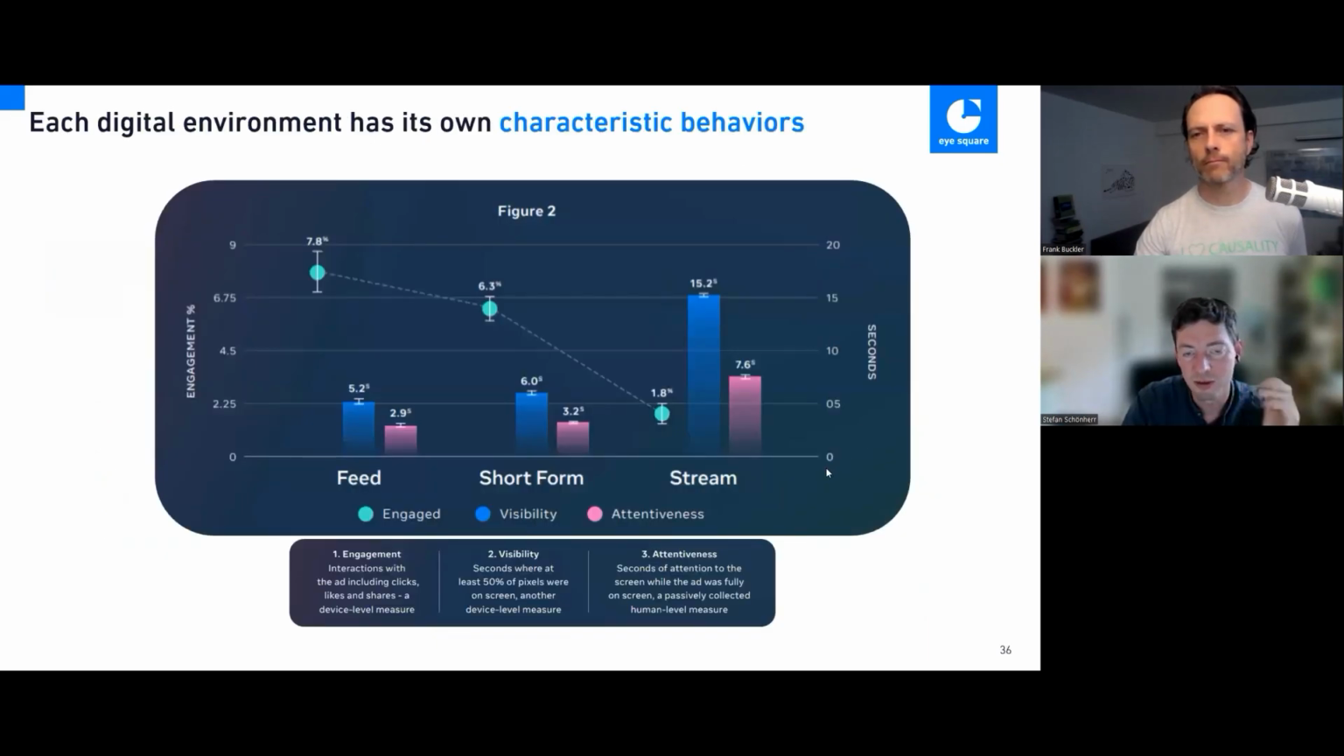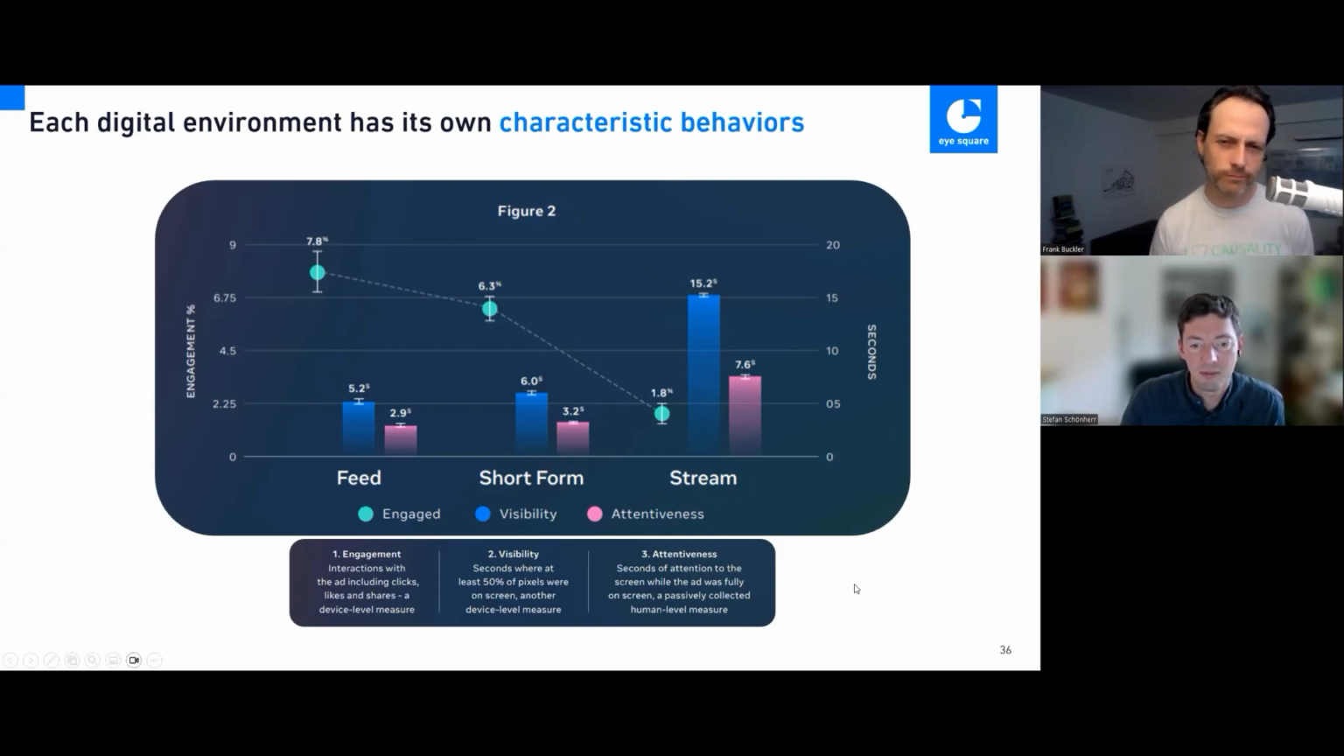And first of all, you see something that is quite familiar. First of all, you see visibility. That means how long an ad was visible on the screen. And there's a big difference. You see feed is the shortest one. Short form is a little bit higher. And then it's obviously the highest for streaming ads. Yeah, sometimes they're not skippable, so they're very visible on the screen.